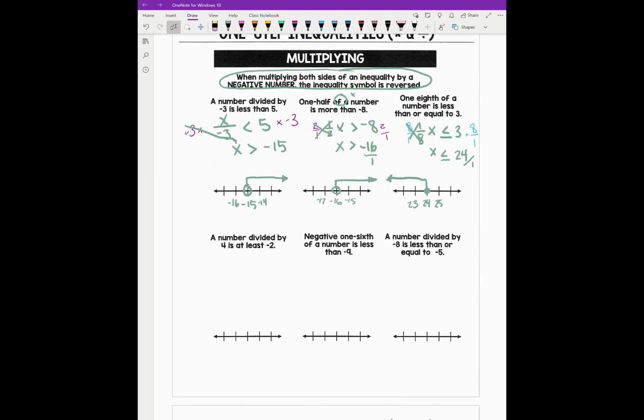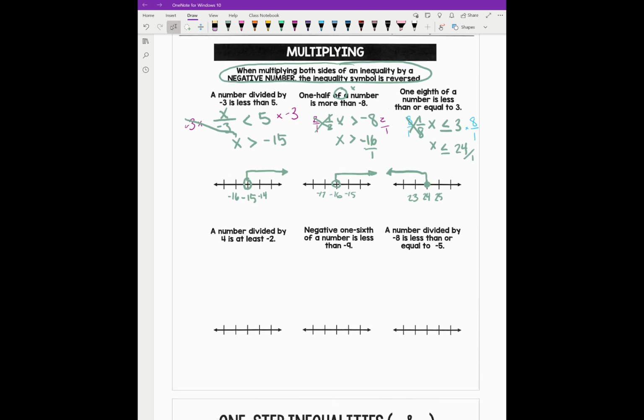The next three, some of them have division. But remember, dividing by a number is kind of like multiplying by a fraction. So we're still kind of doing the same thing, but I got a number divided by 4 is at least -2. So try to set this one up right now by yourself. Pause the video, set it up, and then check how you did in a minute.